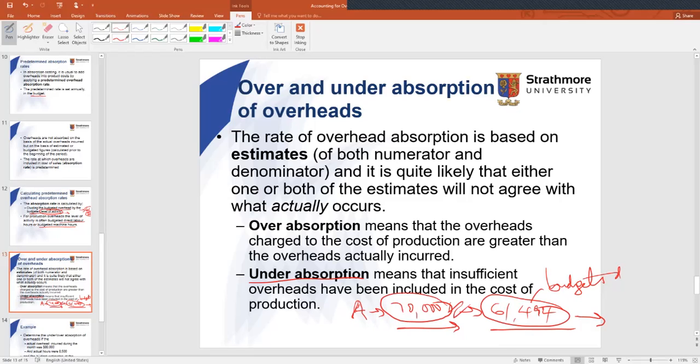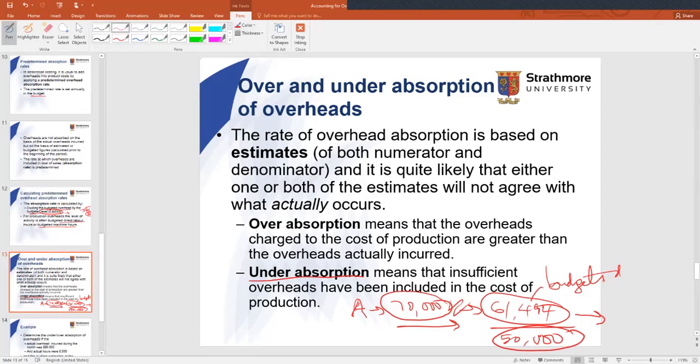If maybe the cost was meant to be 50,000 and you absorbed 61, when getting the rate we used 61,494, whereas the actual was 50, then here we have over absorption. You're meant to have absorbed 50,000. However, what was being absorbed into the cost of the product was based on 61,494. This is a case of over absorption.